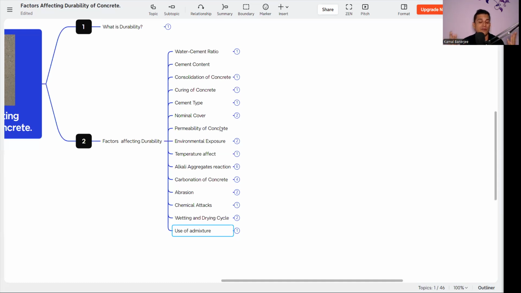If you know of another factor, please let me know. So these are the factors that affect durability. Whenever you are selecting your mix design or doing the concrete work, please keep these factors in mind, and make your concrete more durable so that the lifespan will be achieved.